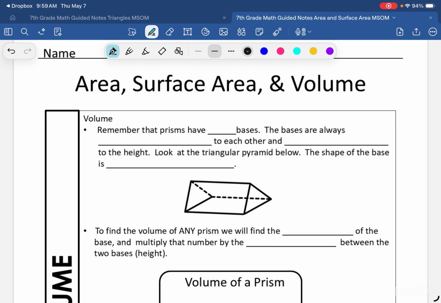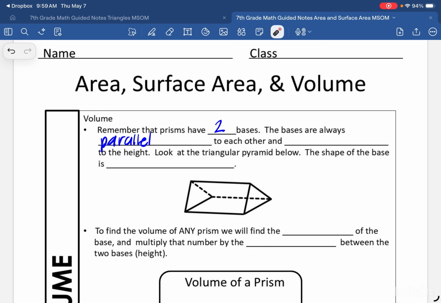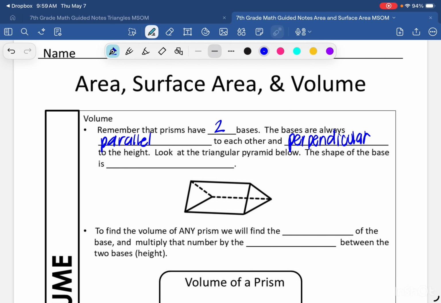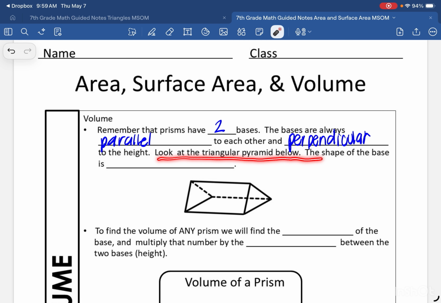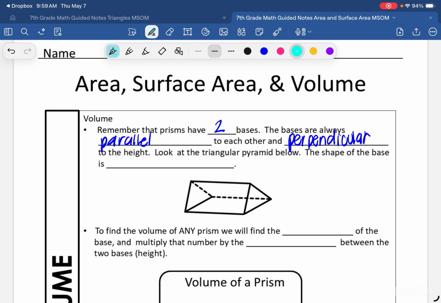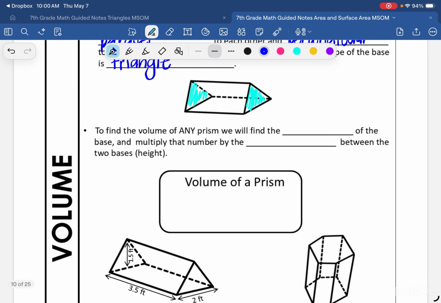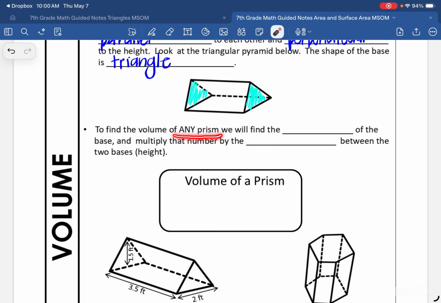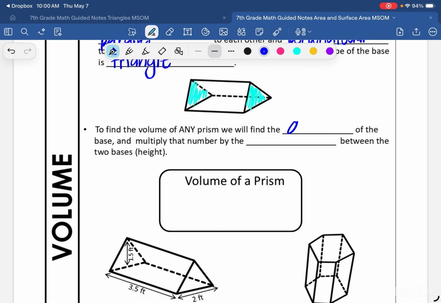Remember that prisms have 2 bases. The bases are always parallel to each other and perpendicular to the height. Look at the triangular pyramid below, the shape of the base. So let's find the 2 faces that are parallel to each other. They're going to be right there. And so the shape of the base is a triangle. To find the volume of any prism, we will find the area of the base and multiply that by the distance between the 2 bases, or in other words, the height.